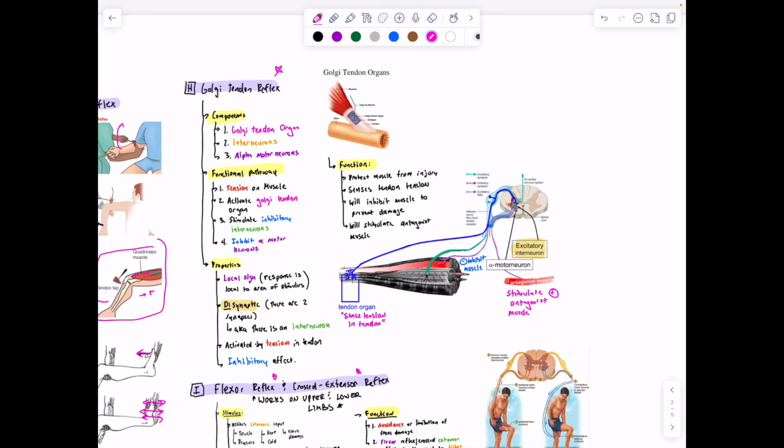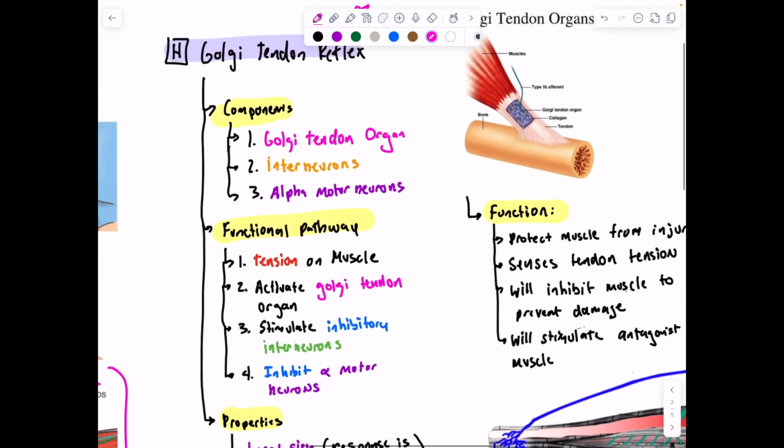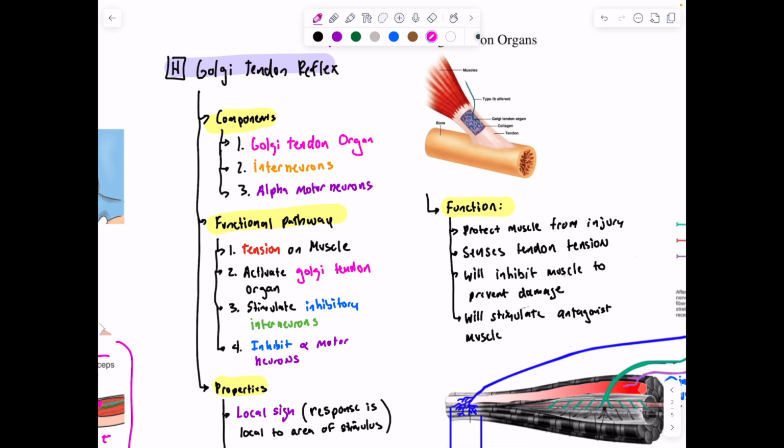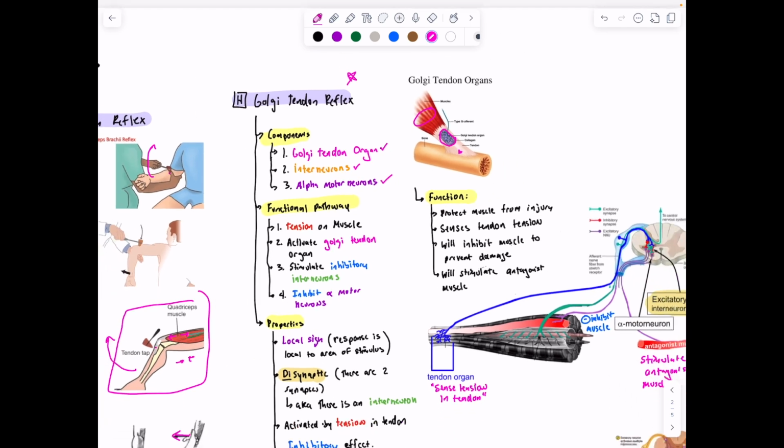Now we're going to talk about the Golgi tendon reflex. So this one is similar in a way, but going to be primarily focused on protecting the muscle from injury. So before we get into more on what it does, it is dealing with three different components. So we have the Golgi tendon organ. And so here's the muscle, here is the tendon, and we have a whole lot of these Golgi tendon organs embedded in that tendon. We're going to need some interneurons, and then we have alpha motor neurons.